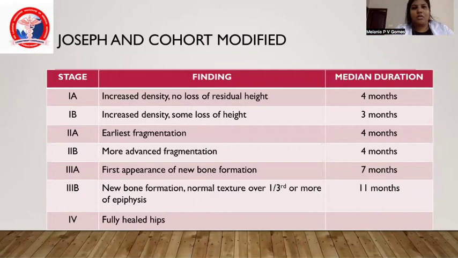Joseph and colleagues also have a modified classification, which is stage 1A, B. This is the increased density stage, where in A there's no loss of residual height, in B there's some loss of height, and this is usually between 3 to 4 months. Stage 2A is earliest fragmentation, around 4 months. 2B, more advanced fragmentation, 4 months. 3A is first appearance of new bone formation, which is 7 months. 3B, new bone formation with normal texture over one third or more of the epiphysis, 11 months. And stage 4 is fully healed hips.